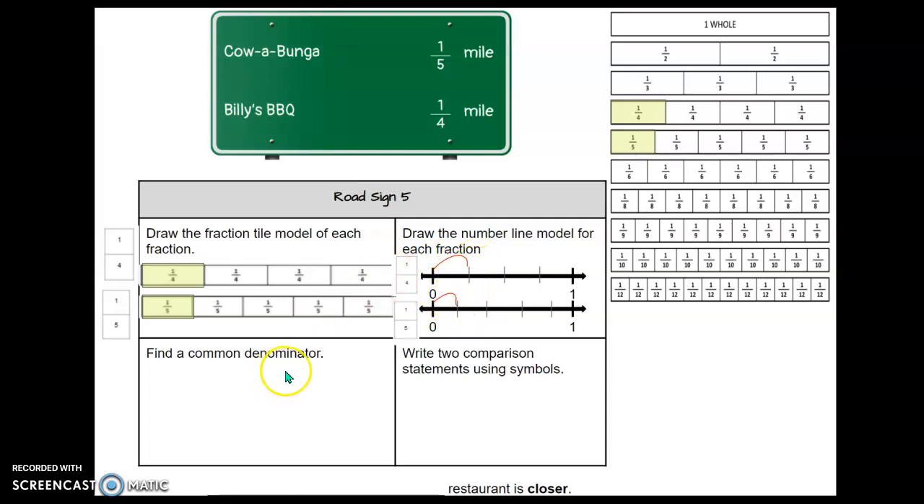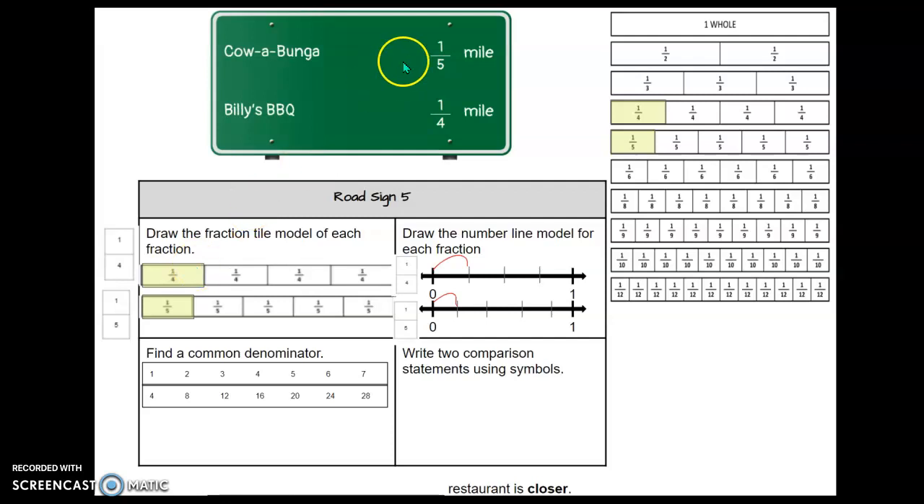Now I'm going to do my common denominator. So I'm going to skip count by my numerator first. So for Billy's Barbecue, I'm going to skip count by ones. 1, 2, 3, 4, 5, 6, 7. And for my denominator, I'm going to skip count by 4s. 4, 8, 12, 16, 20, 24, 28.